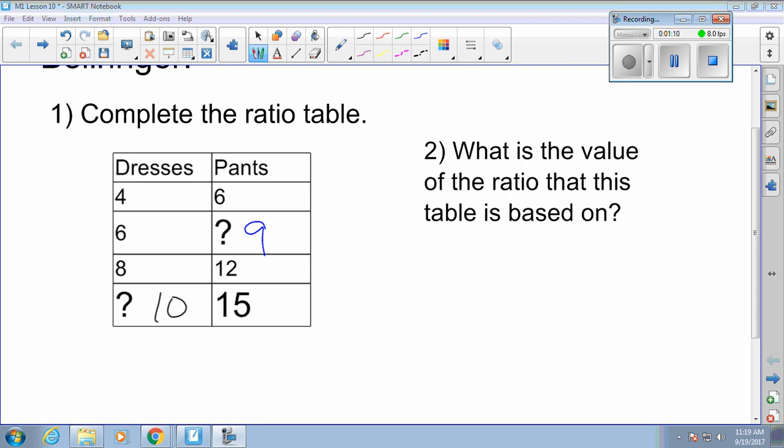Can we simplify 4 to 6? Yeah, so we have to go lower. Christoph, what would that simplified be? 2 to 3. Very good. So the ratio that this table is based on is 2 to 3. If we were to simplify any of these ratios, it would simplify down to 2 to 3. Okay? Any questions on this? All right, we're going to move on to our math joke of the day.